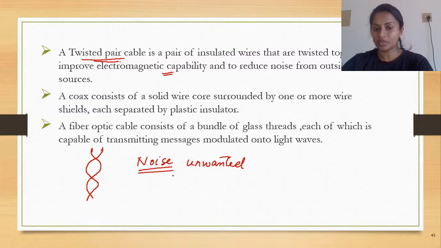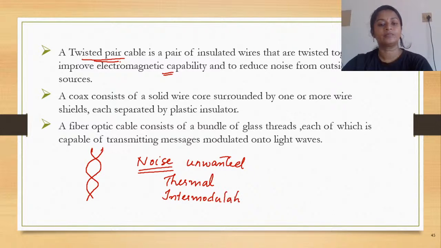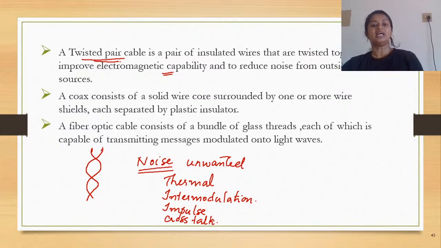You call it thermal noise. Okay. Then we call it intermodulation noise. Okay. Then we have something called impulse noise. Right. Then we have something called crosstalk. Okay. Likewise, we have different types of noise.